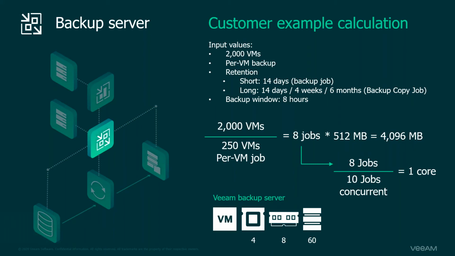Likewise, 8 is less than that 10 concurrently running jobs that we talked about, right? 1 core for every 10 concurrent jobs. So the 1 core is fine, which means here we can stick with our recommended defaults of 4 CPU and 8 gig of RAM.